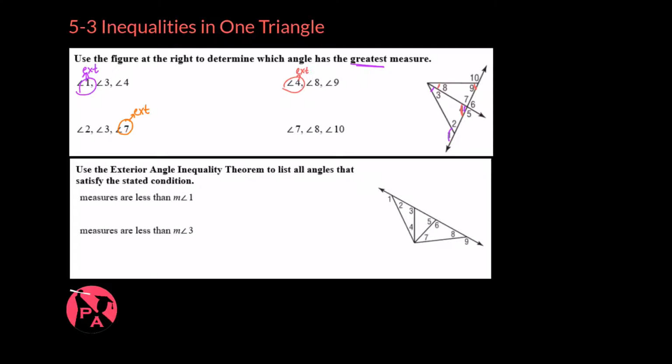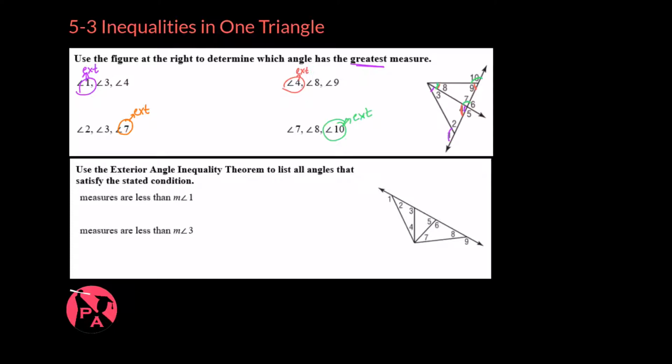Next one, we have again three angles, 7, 8, and 10. The one that is the exterior angle is going to be the greatest one. 7 is right here, 8 is here, and 10 is right there. So when we just focus on these three angles, the one that is outside is angle 10. The others are inside the triangle, 8 and 7. So they are remote interiors according to angle 10. Since angle 10 is the exterior, that is the greatest angle of these three.